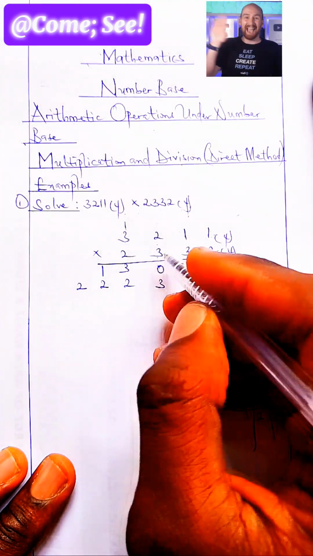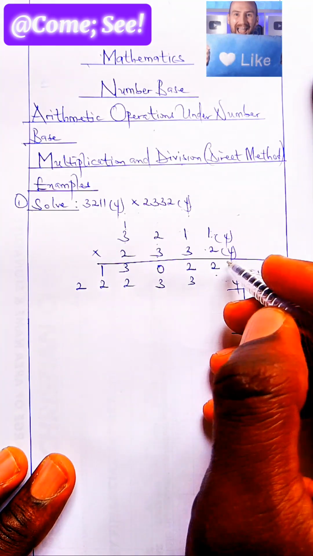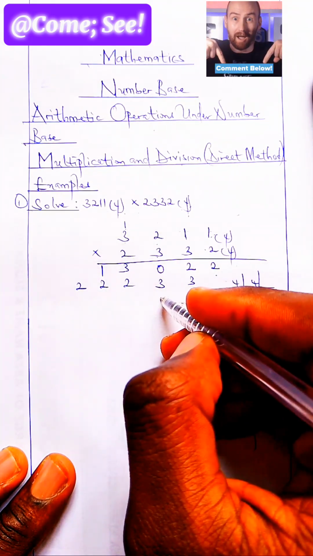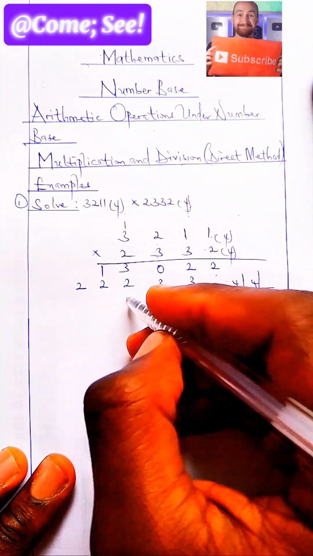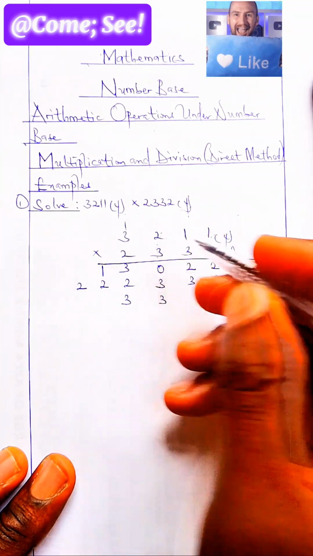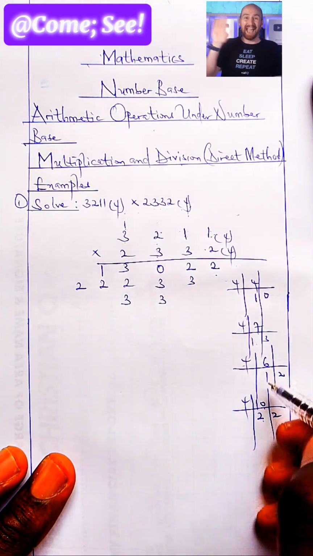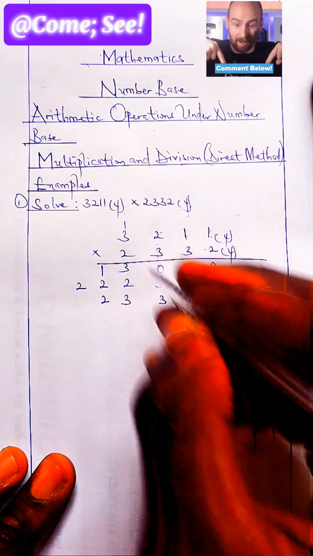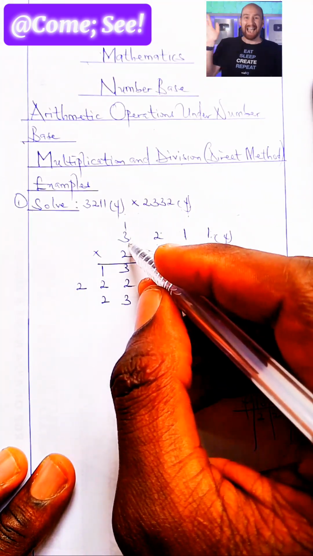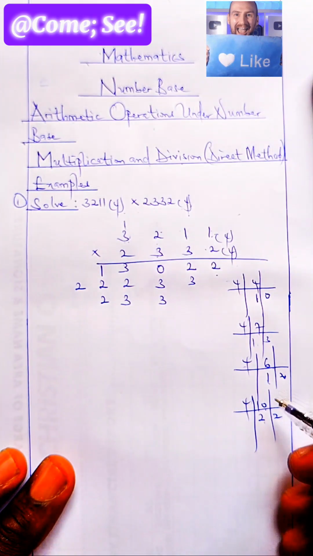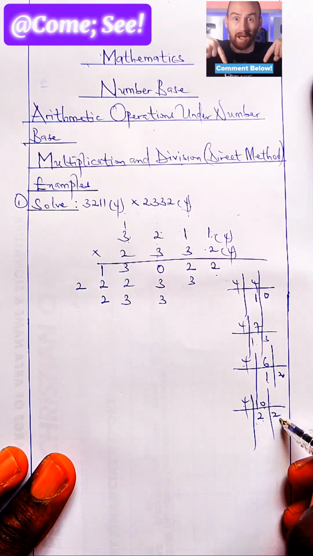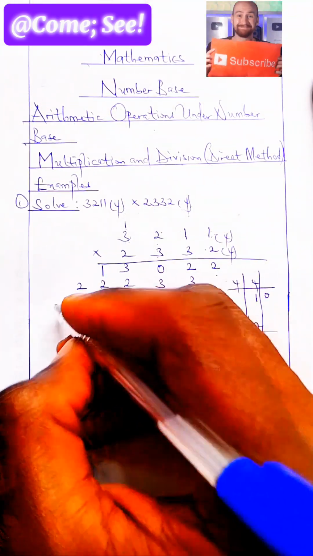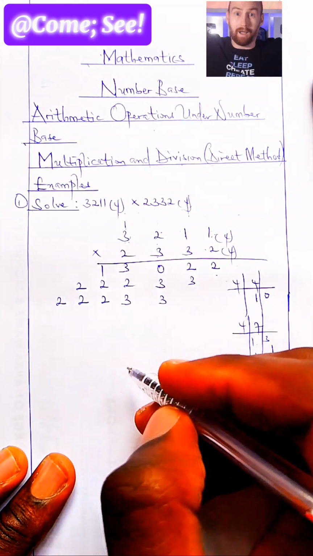Next is 3. 3 times 1 is 3. 4 in 3 is 0, remainder 3. So put your 3 here. 3 times 2 is 6. 4 in 6 is 1, remainder 2. Your remainder becomes your answer, your answer becomes your remainder. 3 times 3 is 9 plus 1, 10. Use your 4 to break your 10 down. 4 in 10 is 2, remainder 2. So put your 2 here, put your 2 outside. So you're done with that.